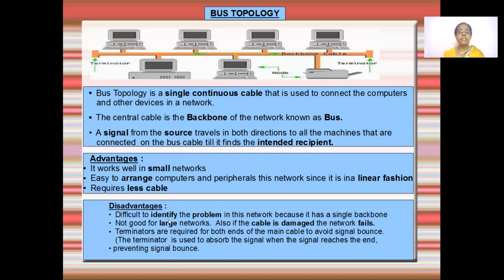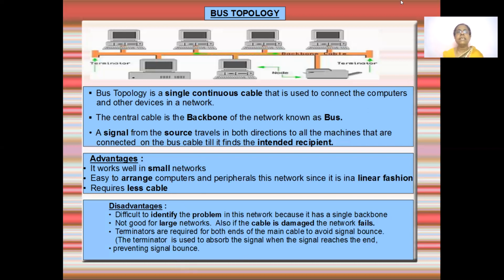The disadvantages: if any one computer is affected, we don't know from where the problem has come, because all of them stop working. And even if this main cable wire is broken or damaged, the whole network stops working. So we shall read it.